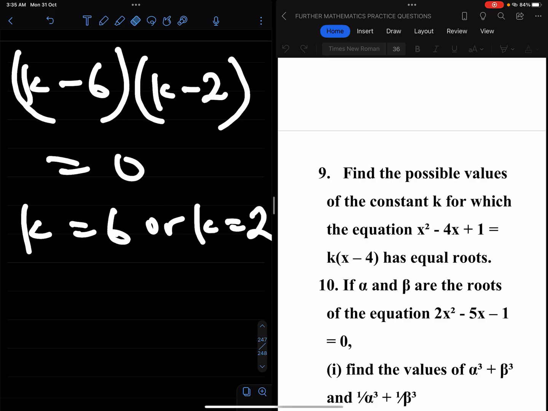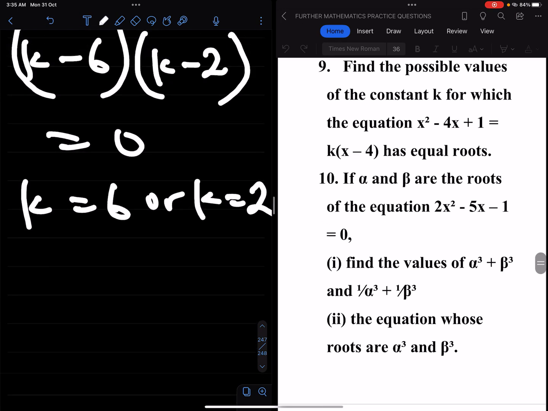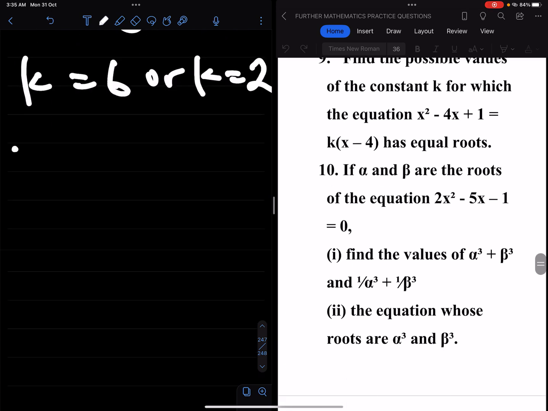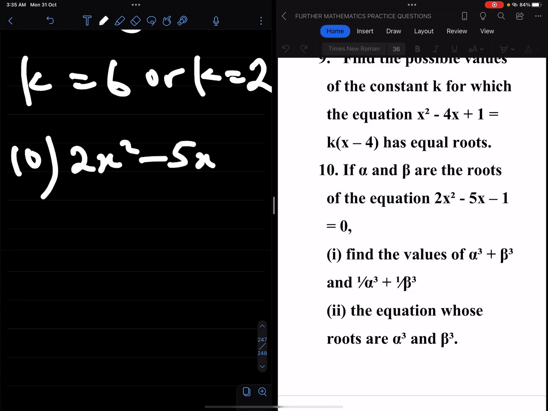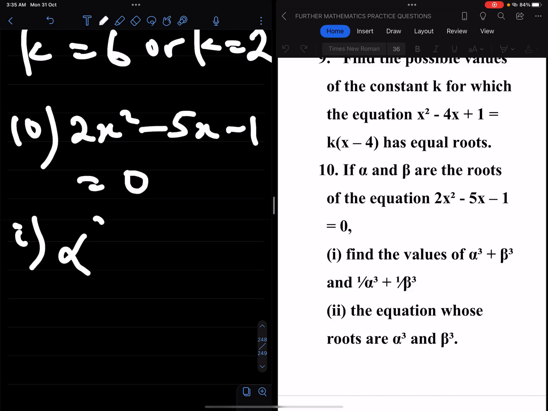So the possible values of k are 6 and 2. Very, very simply. Now, those are the values of k for which the equation has equal roots. Now to number 10 very quickly. If alpha and beta are the roots of the equation 2x squared minus 5x minus 1 equals 0, find Roman figure 1: find the value of alpha cubed plus beta cubed.